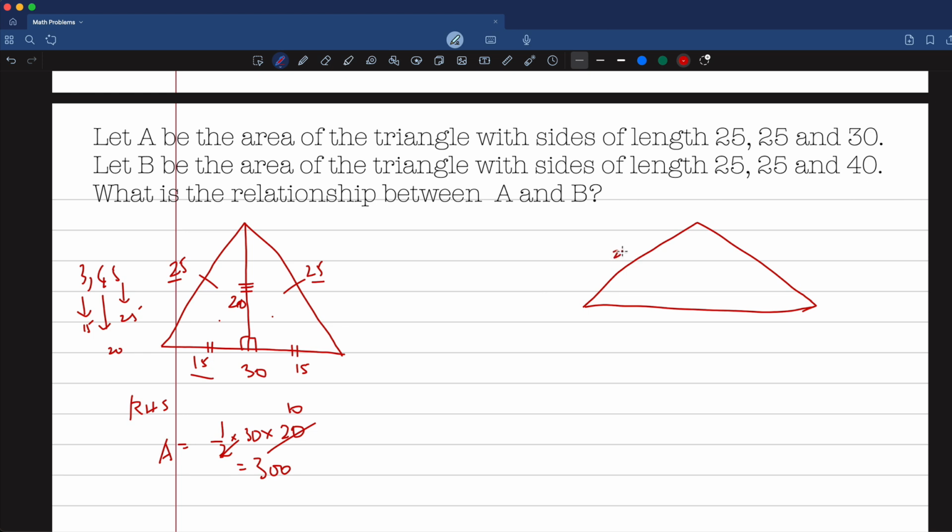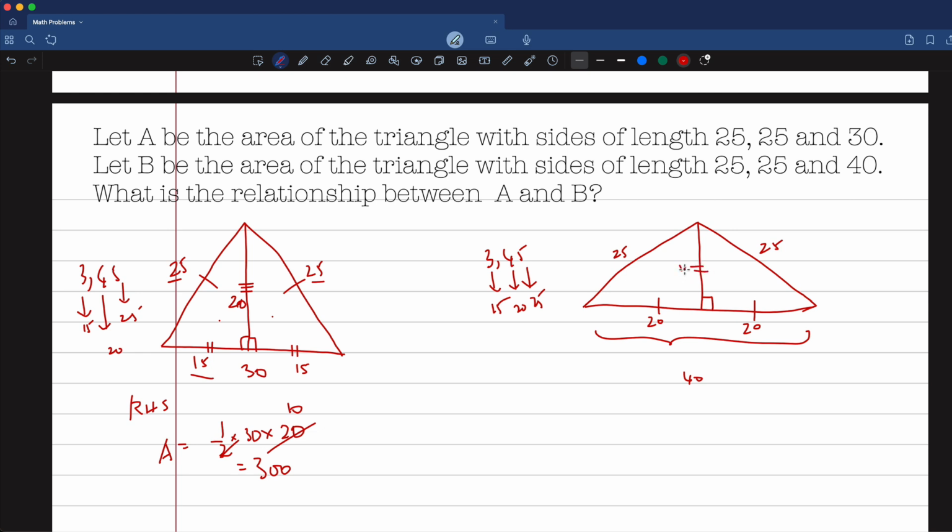Now let's apply the same logic to area B, which also happens to be an isosceles triangle with sides of 25 and 25. Just like we proved so far, these two lengths are going to be equal. Together it's 40, so each of these lengths is going to be 20. And guess what? This too is a Pythagorean triad, 3, 4, 5. 5 times 5 is 25, 4 times 5 is 20, so the height needs to be 3 times 5, which is 15.